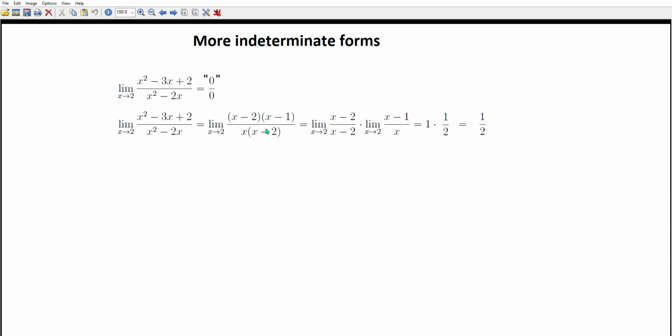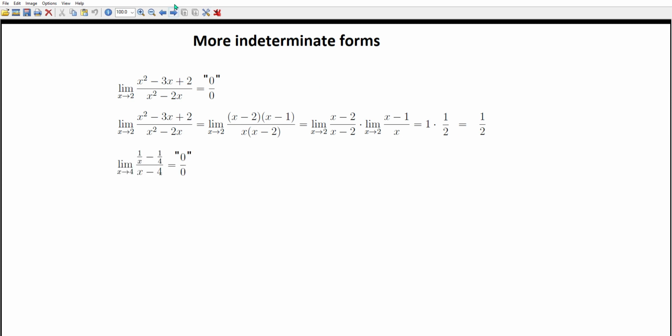Notice the common x minus 2. We group those two together. That limit is going to give us 1. And then we've got this limit to worry about, but it's easy because it's just the limit of the top over the limit of the bottom. So we get 1 from here. And this is 2 minus 1, or 1 over 2. The limit is 1/2.